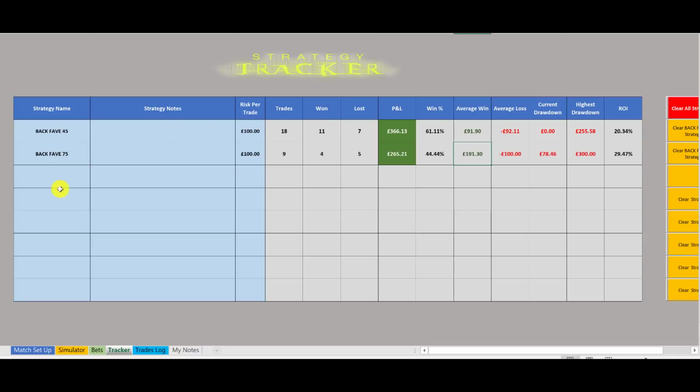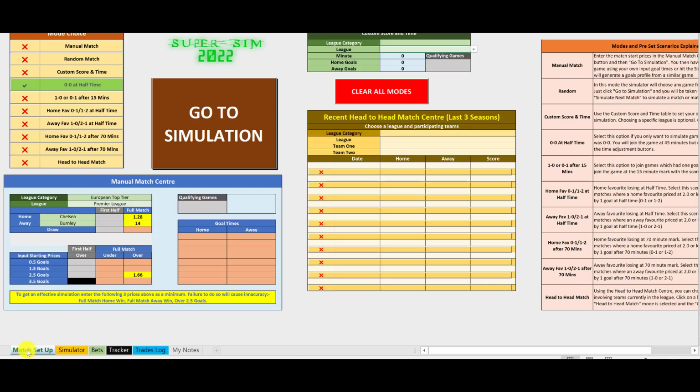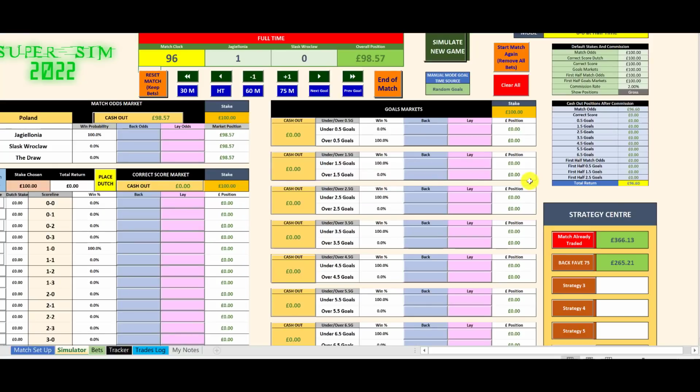Strategy tracker, name your strategy, get into the markets, look for the kind of scenarios that you're looking for, enter them in, trade them over and over again. You can test different entry points like we've done here, and then really get to the bottom of this, and find out very, very quickly whether your strategy is potentially profitable or not. It would previously have taken you months.